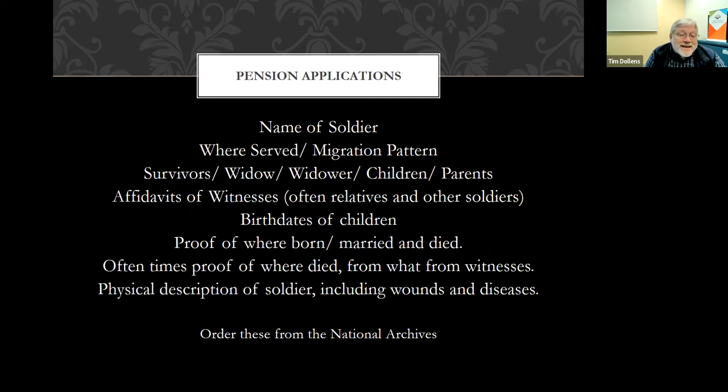And of course, if you're interested, a physical description of your soldier, including the wounds and diseases. Many died of malnutrition besides their wounds. But just to get the hair color that might be similar to yours, or the eye color, or just the stature and the weight, all those things are, to me, kind of fascinating because it gets you pictures in your mind of what they looked like. And of course, these are ordered from the National Archives. So that's where you're going to get those. And a lot of the genealogical websites can help you locate those.